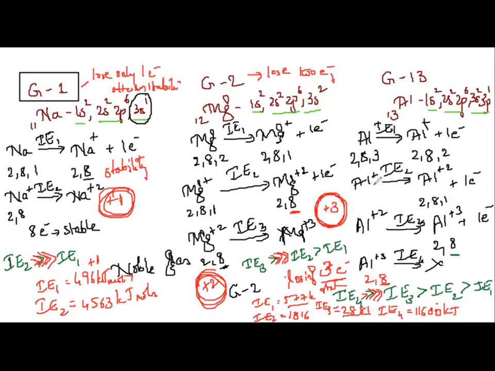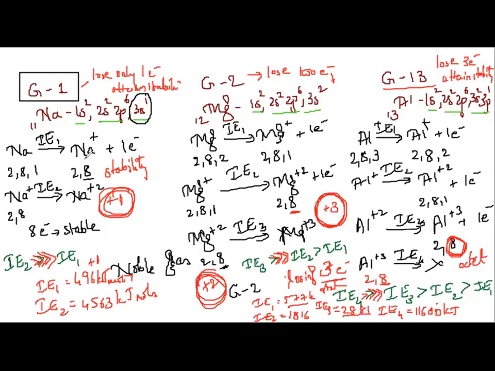That means aluminium or any element of group 13 has the capability to lose 3 electrons, because after losing 3 electrons, they attain stability. They attain stability with the electronic configuration of 8 electrons in the outermost shell, which we call octet. So this is how ionization energies vary in the different groups.